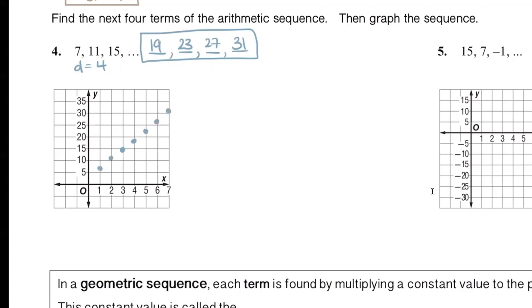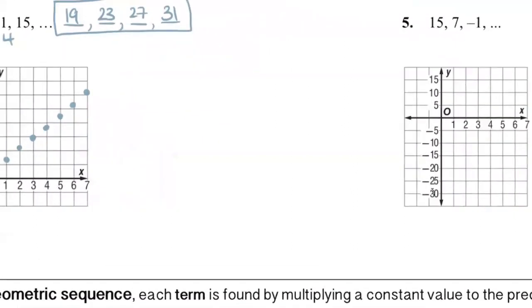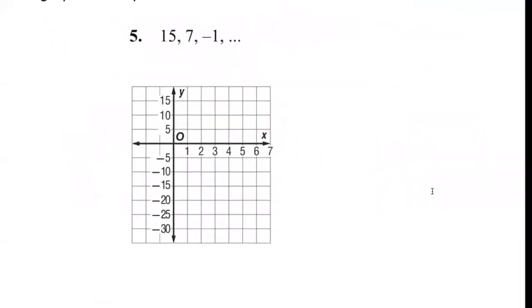And the reason why I want to plot this was just to show you guys that this is a linear graph, right? Because we are increasing by the same amount each time, you end up with a linear graph. All right, so that's number 4. Good job, guys. Moving right along. Okay, number 5, same thing. Give me the next 4 terms.